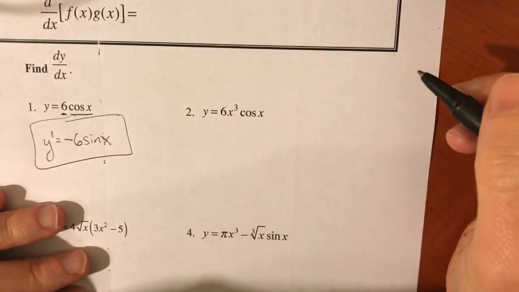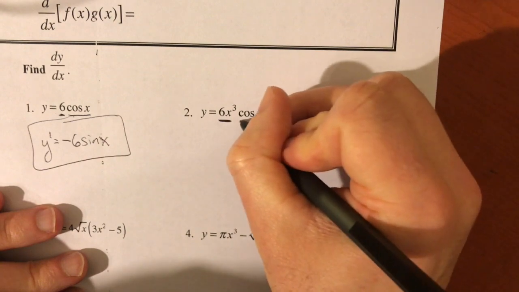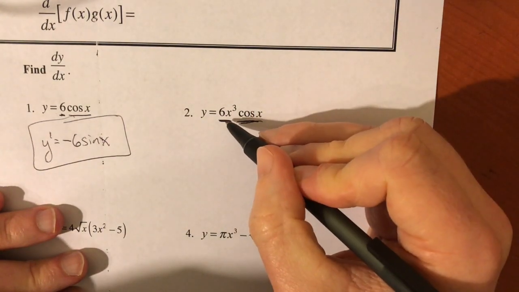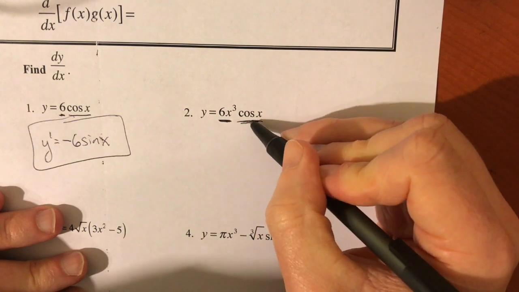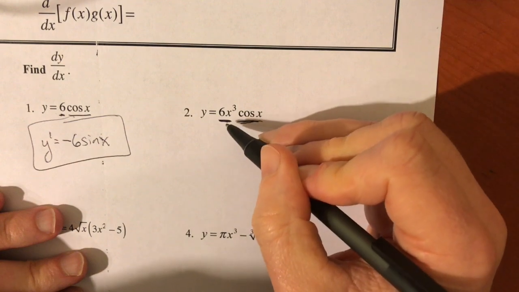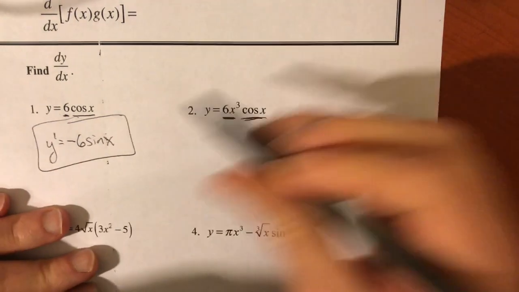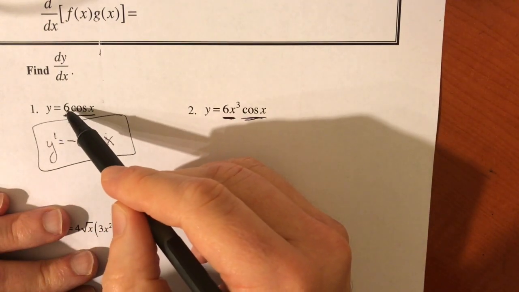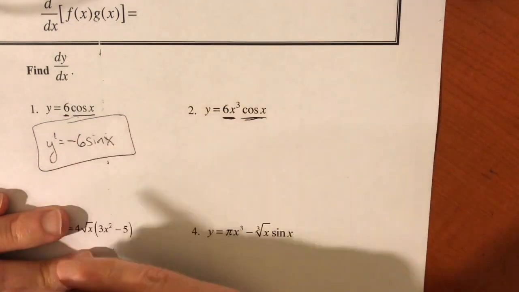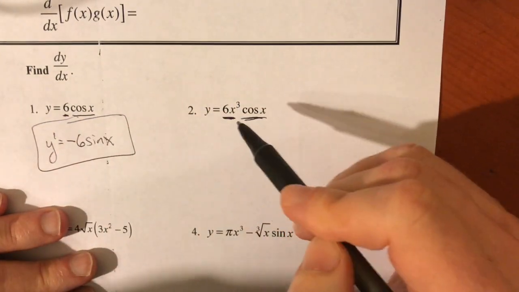However, if you look at the difference in number 2, this is 6x cubed times cosine of x, and that is the product of two variable expressions. 6x cubed and cosine of x. Both have variables in them, and it's not just, hey, take the derivative of this, take the derivative of this, because that's not what we really did here. The derivative of 6 would be 0, and so I'm not just doing 0 times this, otherwise I'd be left with 0. So this requires what's called the product rule.